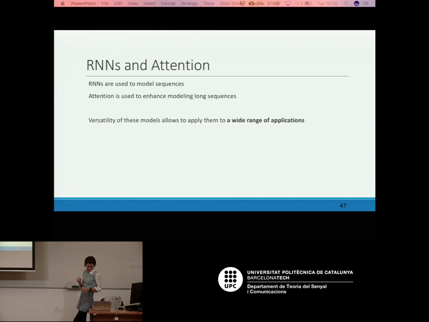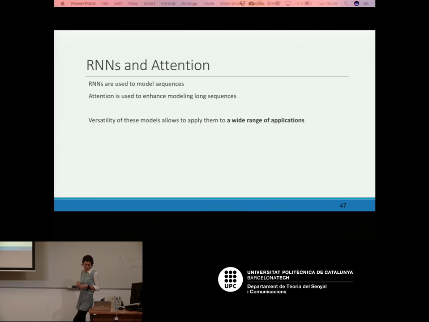Okay. Just like a summary. Recurrent neural networks are used to model sequences. Complementary to the recurrent neural networks, we have the attention mechanisms that are used to enhance modeling long sequences. Okay. And the versatility of these models allows them to be applied to a wide range of applications, no?